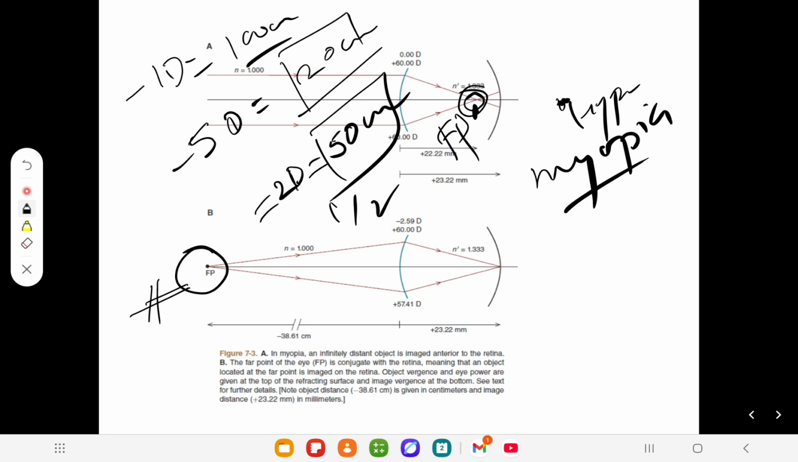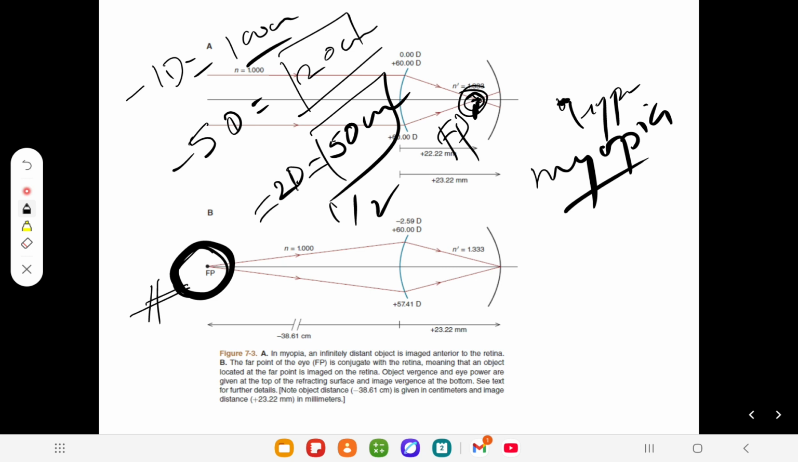So we can tell from another point of view. The far point is in front of the eye. So we can tell far point here and we can tell far point here. Both are the same thing. So the far point is in front of the eye, or in front of the retina, or at a finite distance. Both are the same thing. So we can call that myopia.